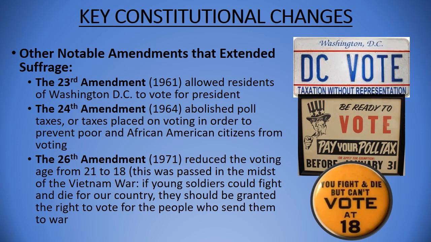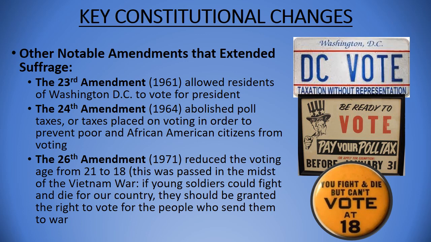Just a few more for you. The 23rd Amendment allowed residents of Washington, D.C. to vote for president. They could not vote for president prior to that, people who lived in our capital. The 24th Amendment in 1964 abolished poll taxes. A lot more on poll taxes in Chapter 5.